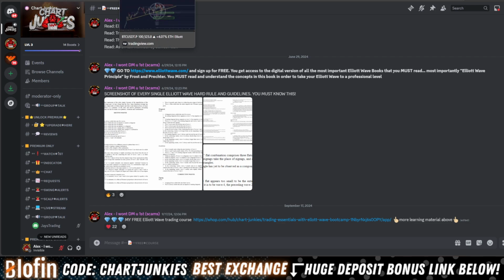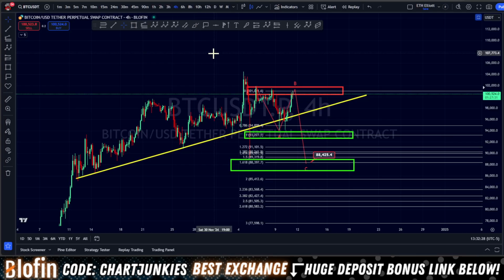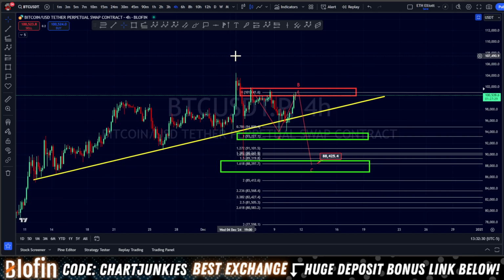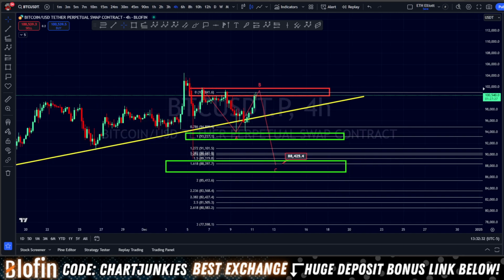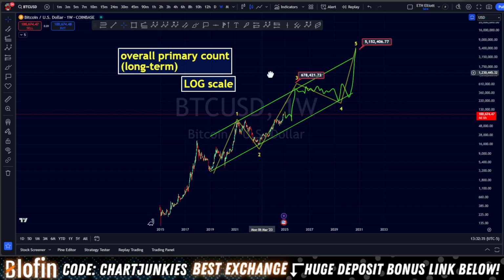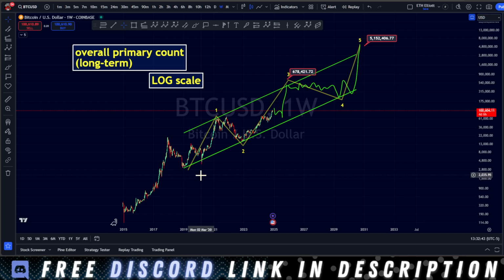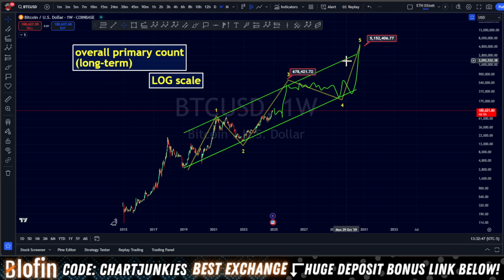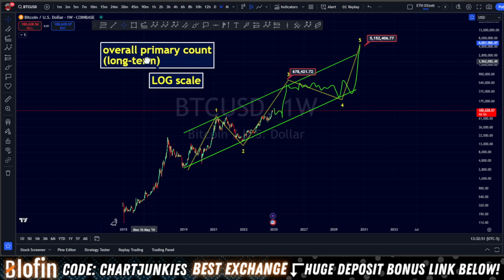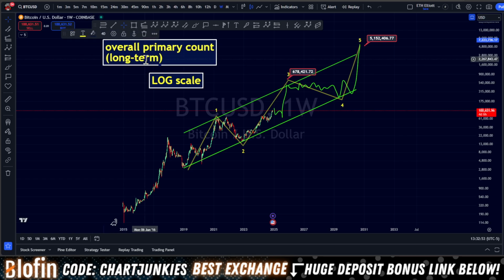Let's get right into the charts, guys. Wasting no time. Let's hit the long-term projection real quick. This is overall what I'm seeing here for BTC. This is on log scale. This is, just to give you a time frame, dating all the way back to 2019, going all the way out upwards of 2030, right? And this is my overall primary count as of right now.